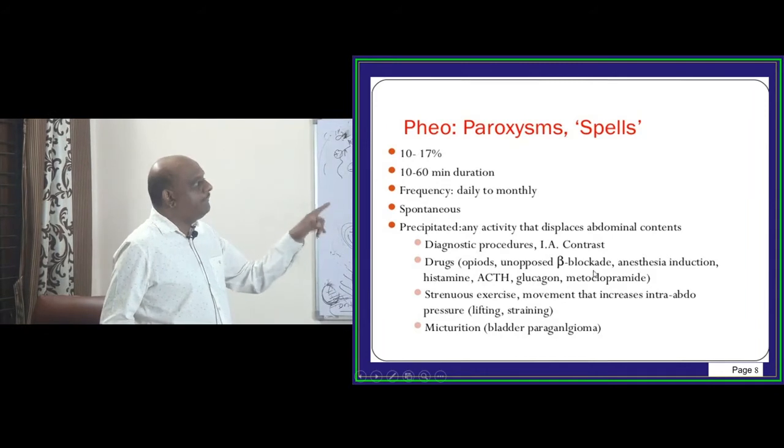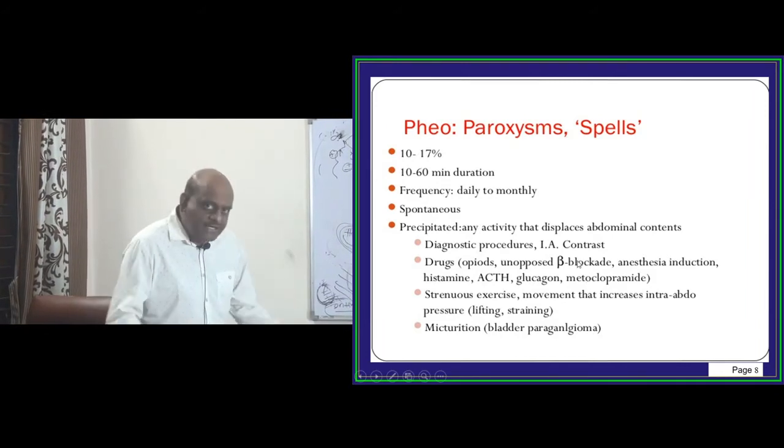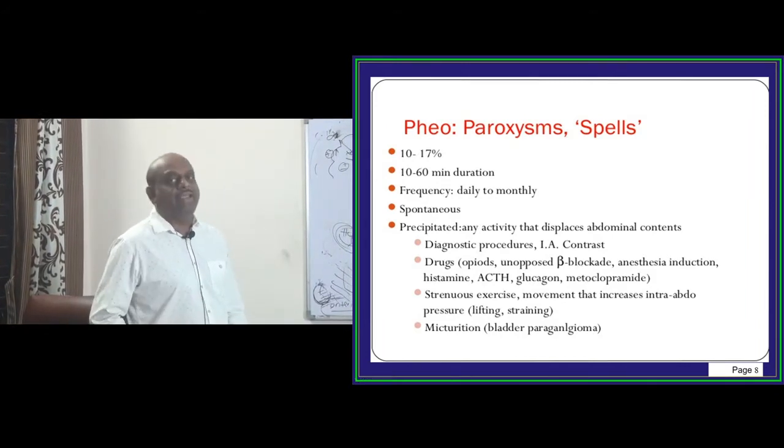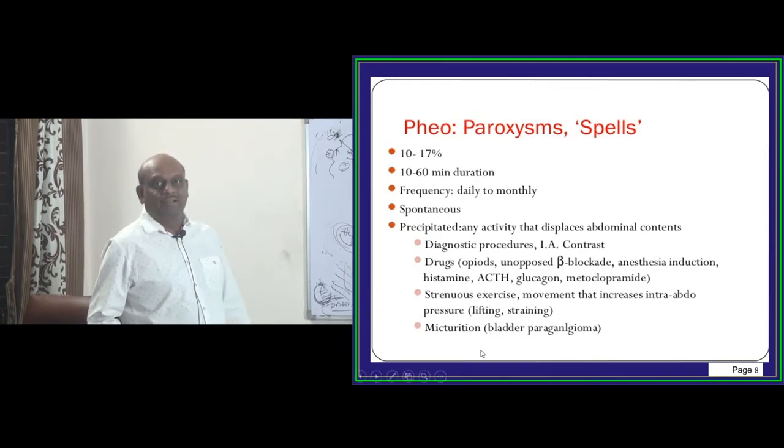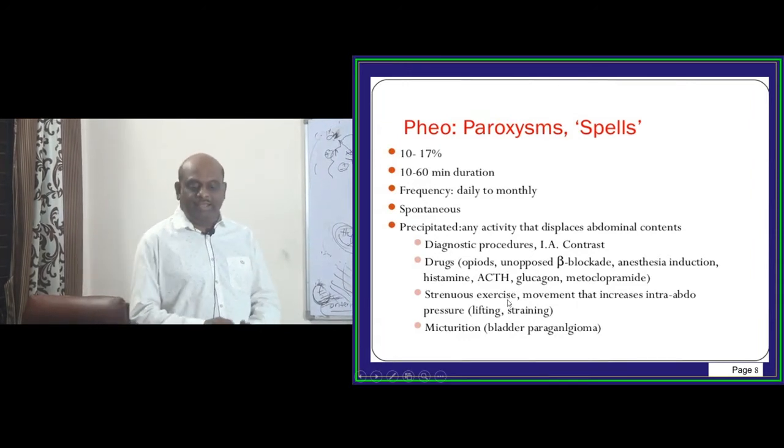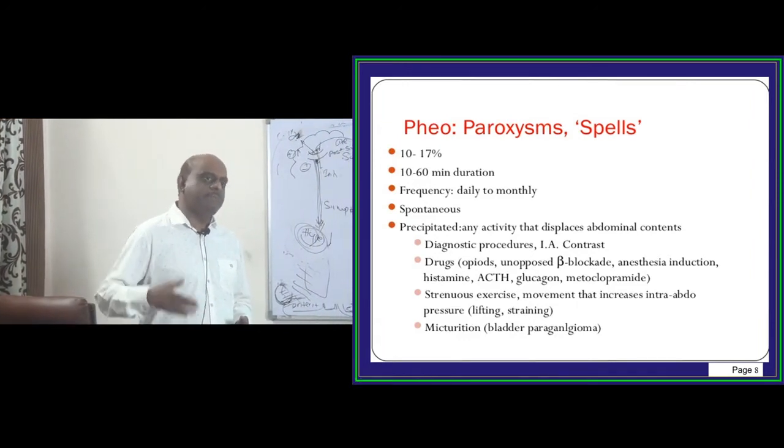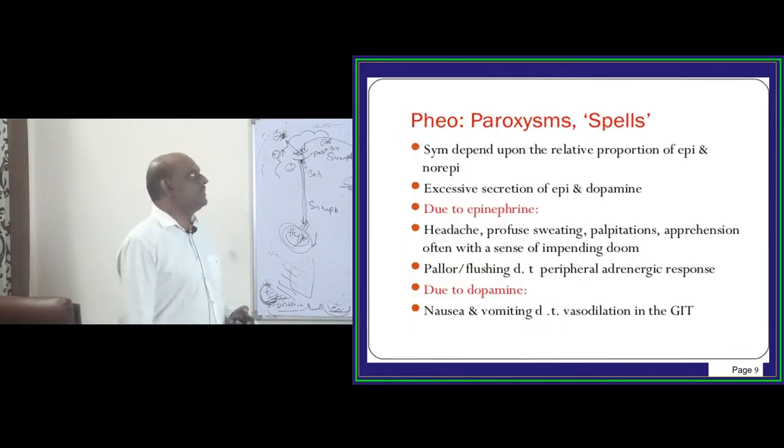So with unopposed beta blockade, or if you induce any anesthesia and didn't know that he had pheo, he will end up in a sudden paroxysmal spell. Any ACTH, glucagon, metoclopramide, histamine, anything can lead to precipitation of the paroxysms of pheo, is what you have to remember.